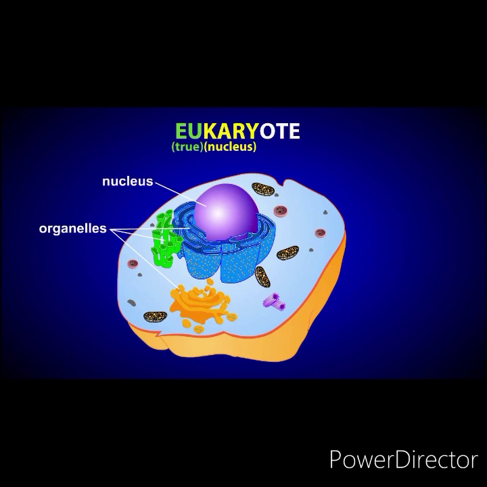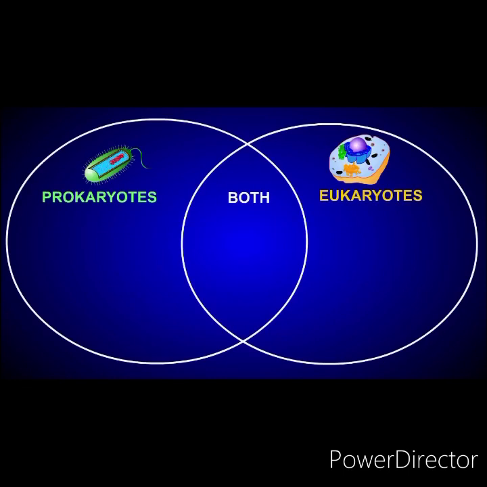Let's take a look at a Venn diagram to compare prokaryotes to eukaryotes. It's also useful to see what areas they have in common. Let's start with their commonalities. Both prokaryotes and eukaryotes have DNA or genetic material, have ribosomes, have cytoplasm, and have a plasma membrane.